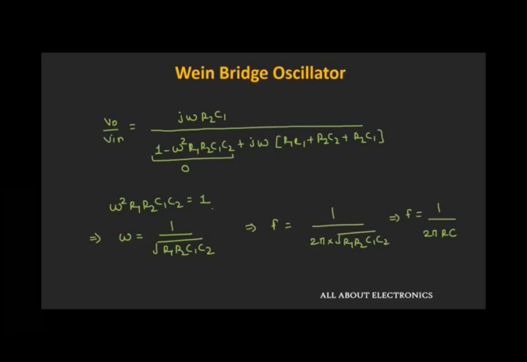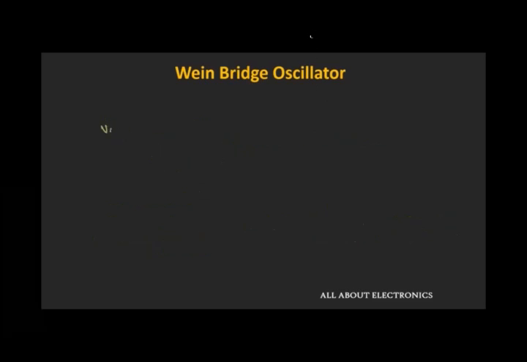So now if we consider this condition, then Vout by Vin will be equal to R2 times C1 divided by R1 C1 plus R2 C2 plus R2 times C1. Now if R1, R2 and C1, C2 are equal, in that case, this Vout by Vin or the feedback fraction beta will become 1 by 3. But if they are different, then this will be the feedback fraction for this RC network.